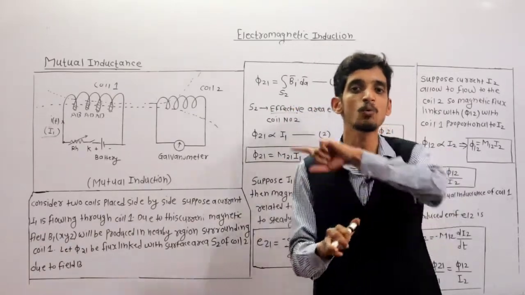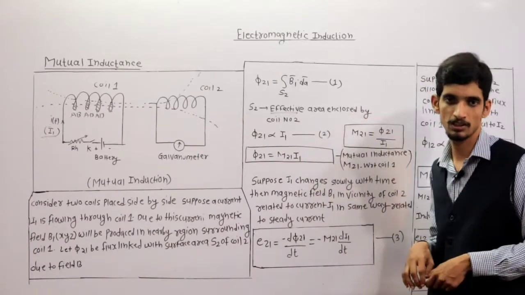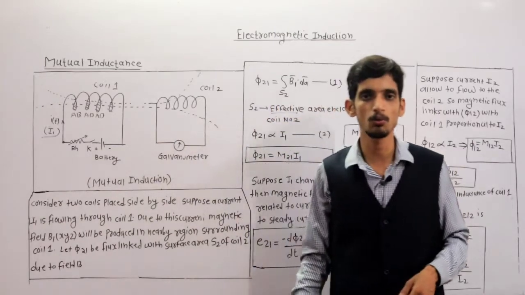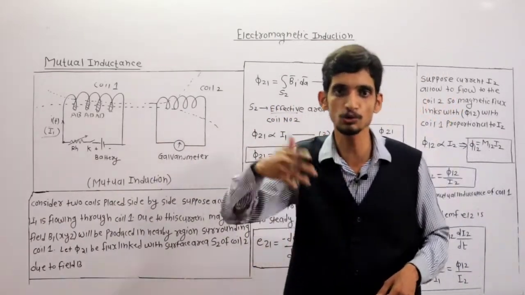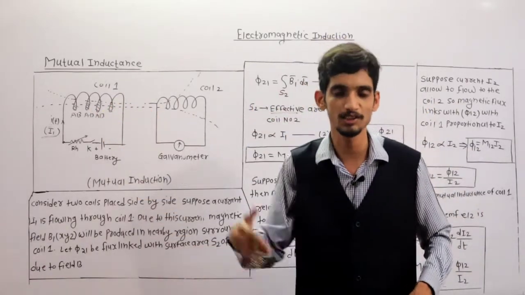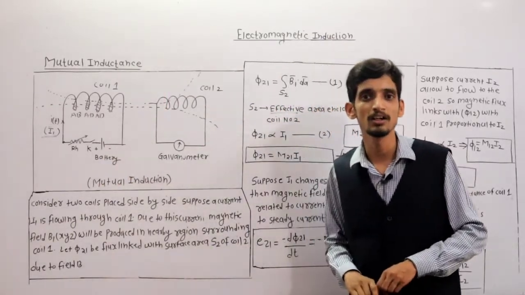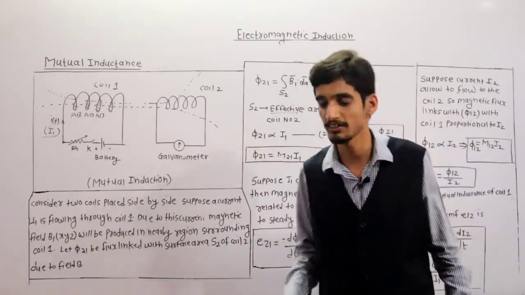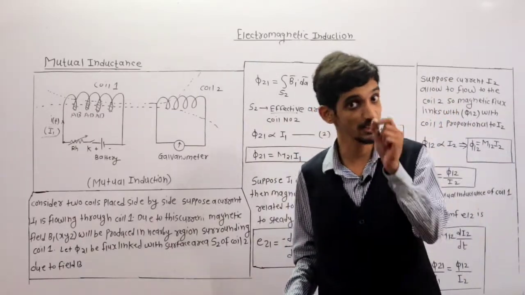We are not interested in the overall area of the coil. Clear? Okay. It means what? Suppose I am changing the current in this particular coil. Definitely, as current changes, the field also changes. If current increases, flux inside this coil will increase. If current decreases, flux inside this coil will decrease. It means flux is directly proportional to the current flowing through the first coil. That's why I have written phi 21 is proportional to I1. Clear? This is an important point.